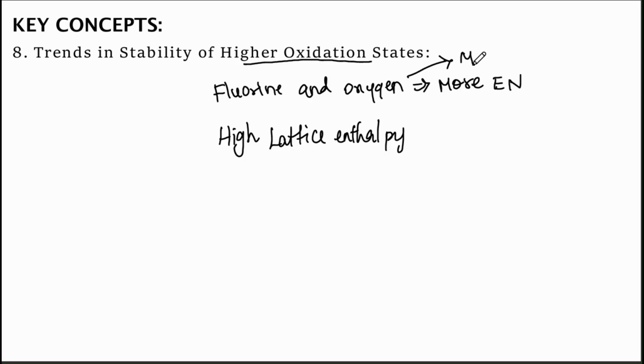Oxygen atom forms multiple bonds with the metal and it is going to stabilize the metal atom. So the small size and the more electronegative nature of fluorine and oxygen is favorable for the stabilization of the higher oxidation states of the metal.